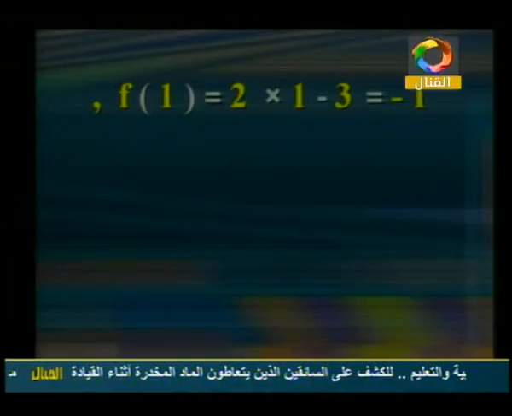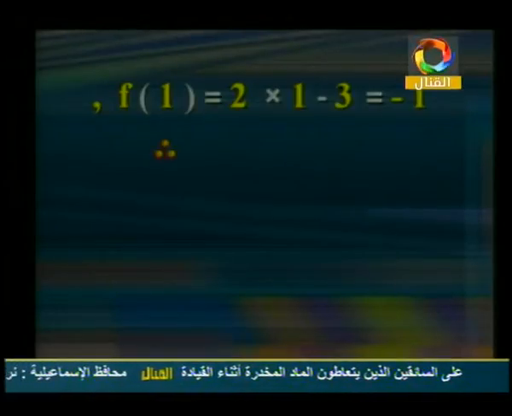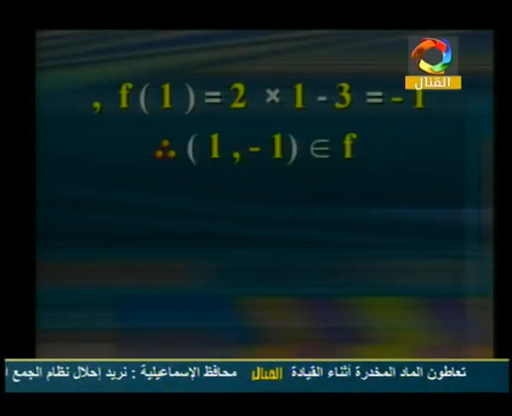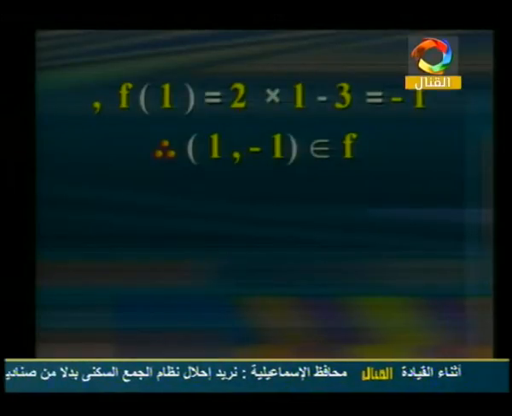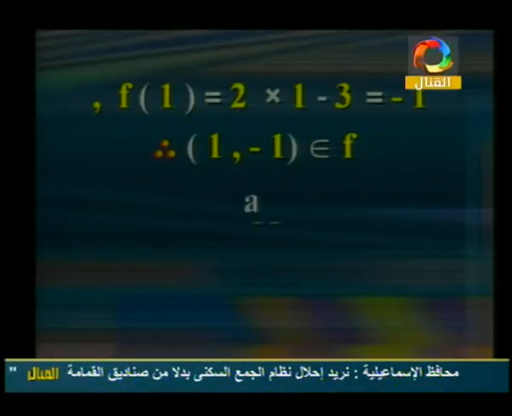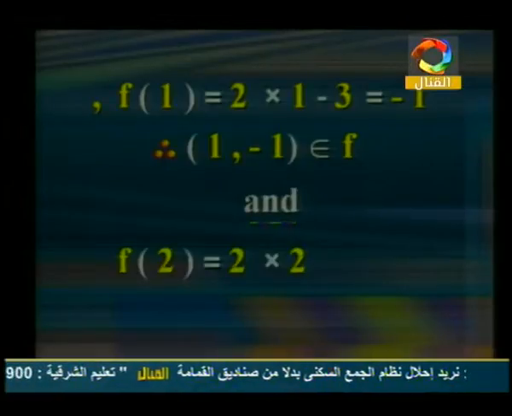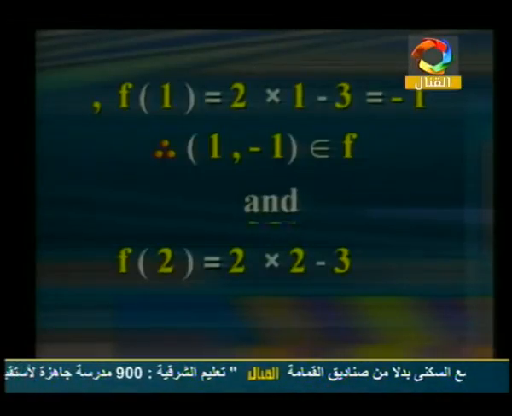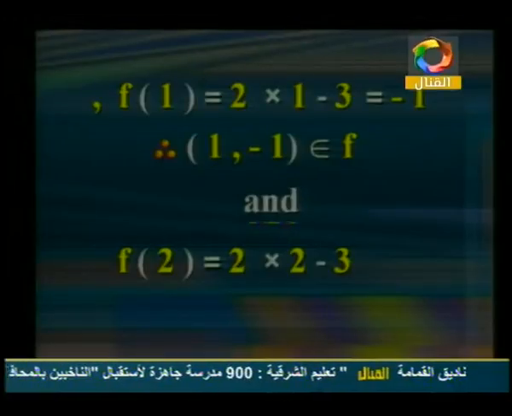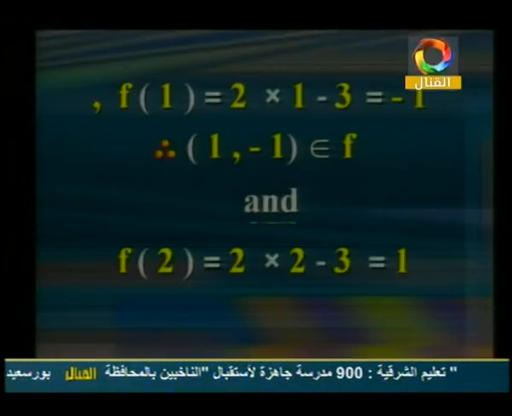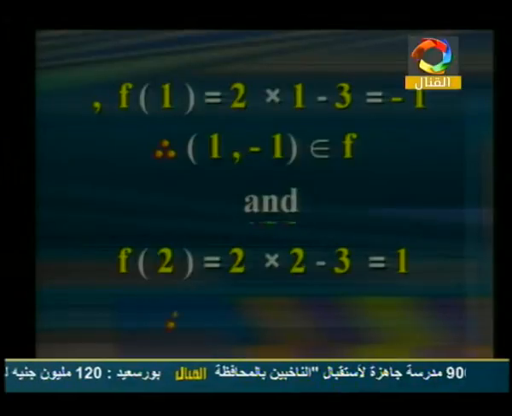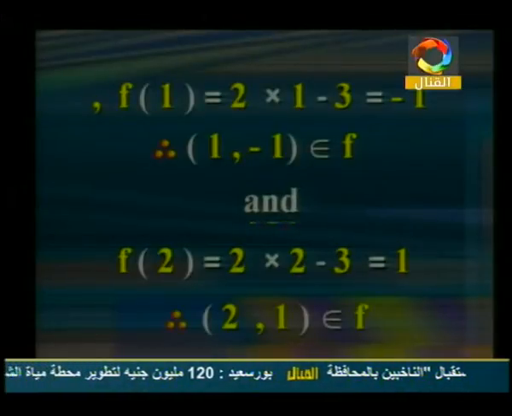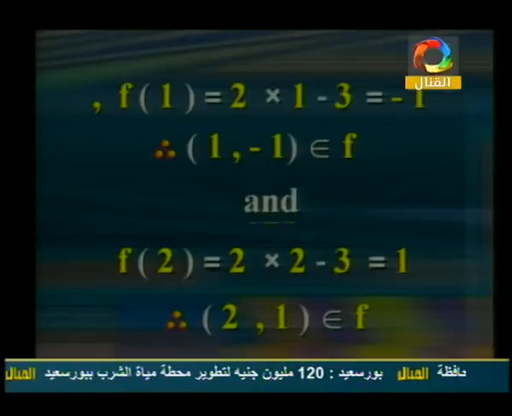f of 1 equals 2 times 1 minus 3 equals negative 1. Then the ordered pair (1, negative 1) belongs to the function, and f of 2 equals 2 times 2 minus 3 equals 1. Then the ordered pair (2, 1) belongs to the function.